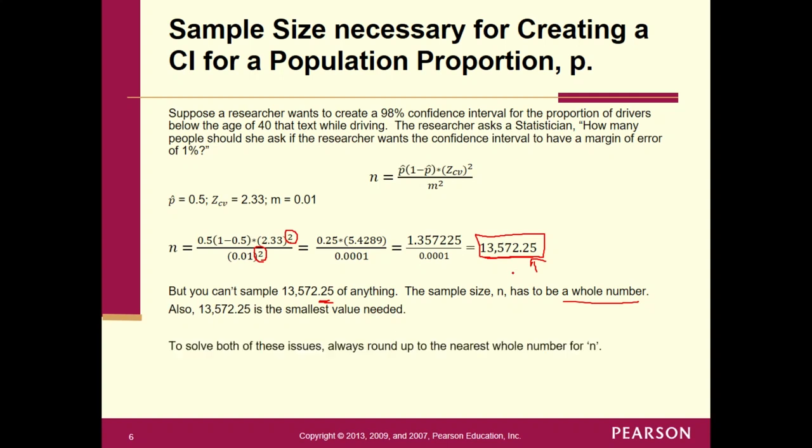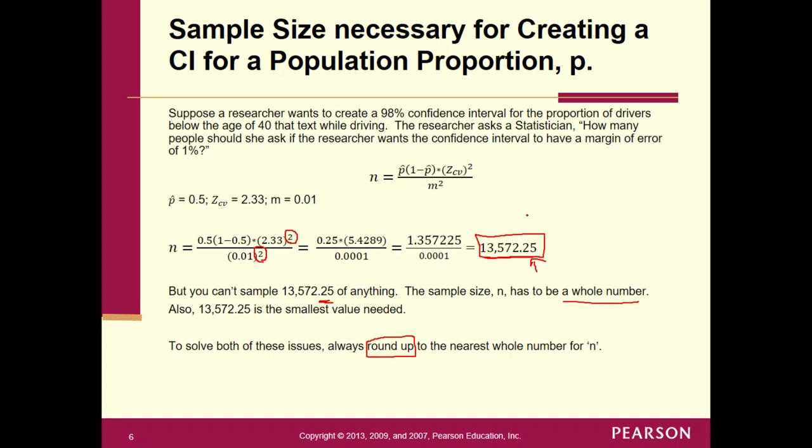We're going to round up. Hopefully you thought that one through. To solve both of these issues, we're always going to round up to the nearest whole number for n. Remember, this was the minimum that we need, but we need a whole number. So we're not going to just drop this and say 13,572, because that's not large enough.